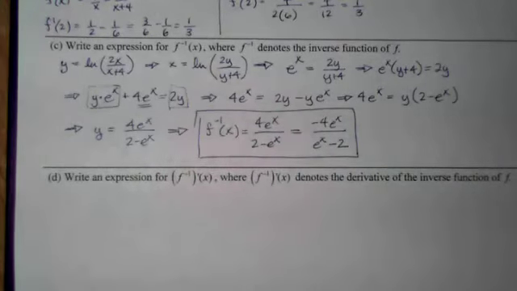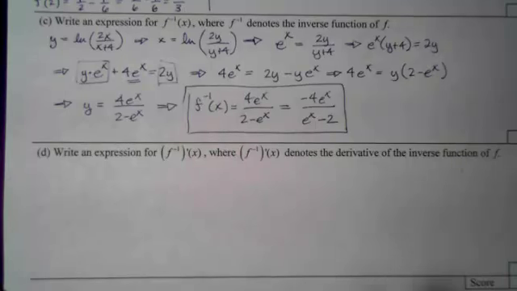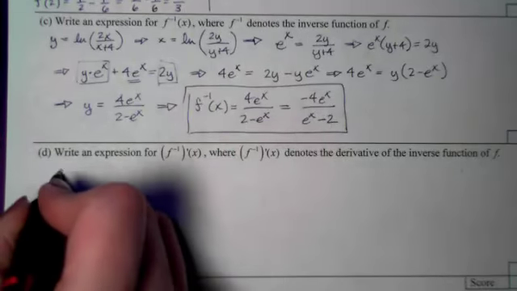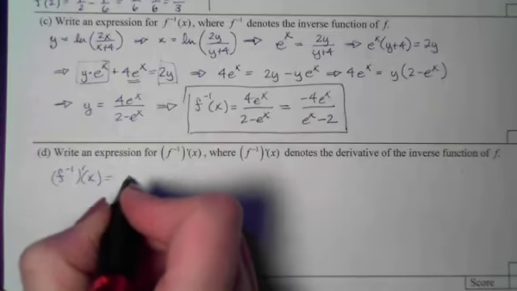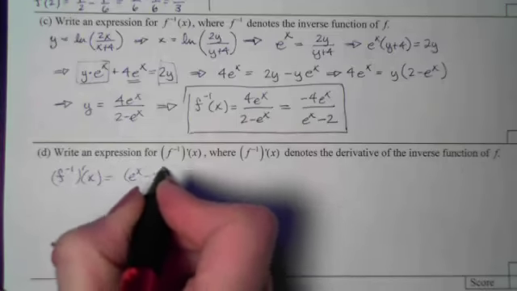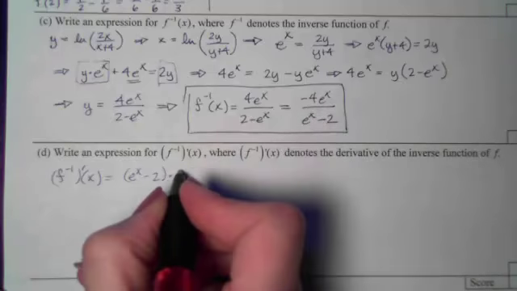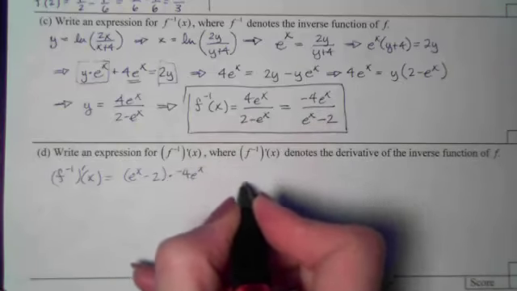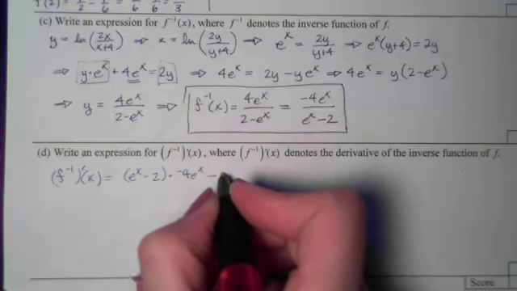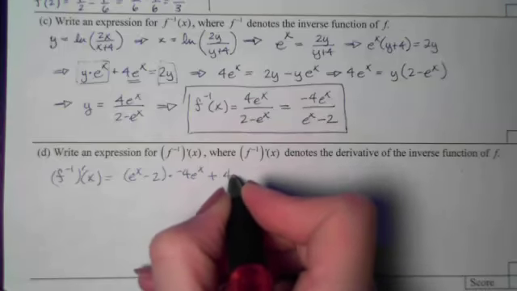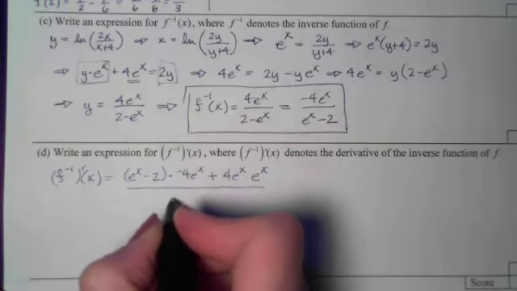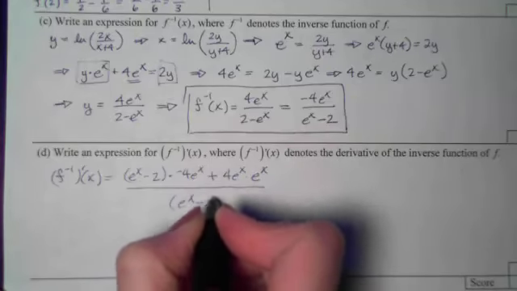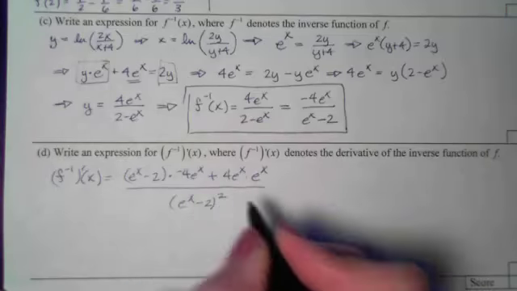Okay, final step, D, is we want to take the derivative of this function that we just found. So the inverse's derivative at x will be low d high minus high d low over low squared.